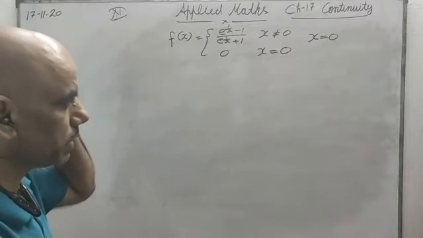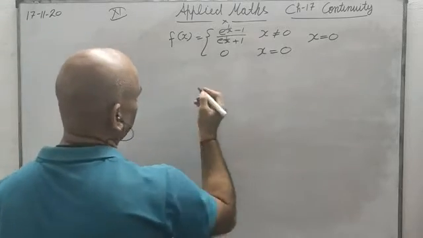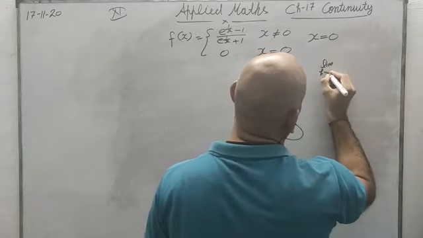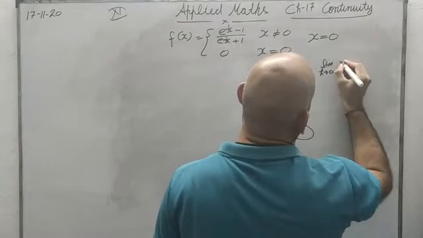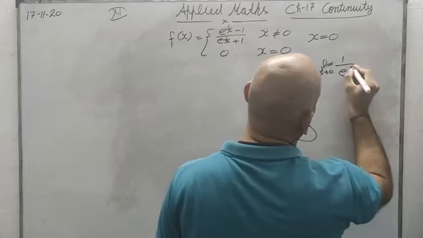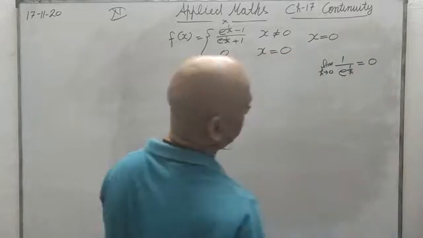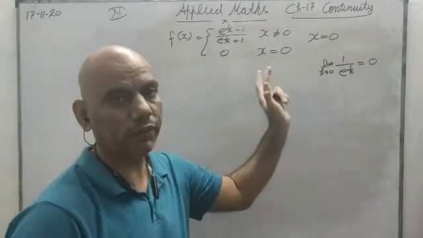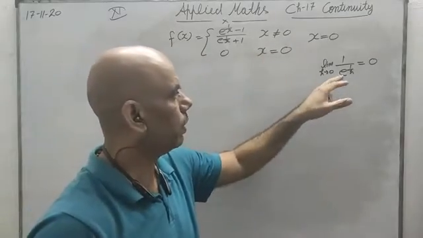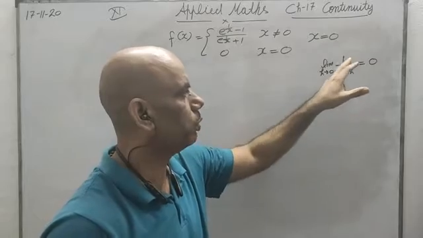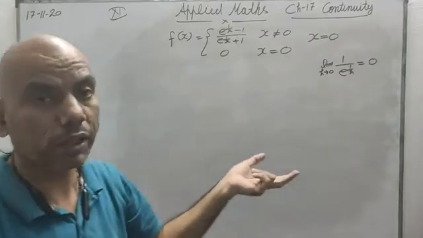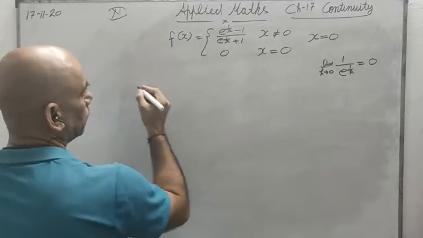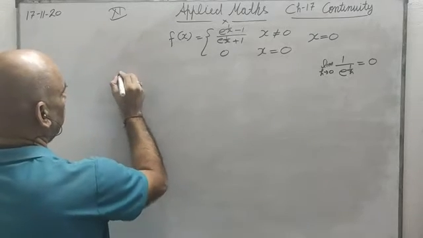Now the thing to understand here is that limit h tends to 0, 1 upon e to the power 1 upon h will be 0, because e to the power 1 upon 0 will be infinite, and e to the power infinite will be infinite, and 1 upon infinite will be 0. Okay, so once again I will check the left hand limit.